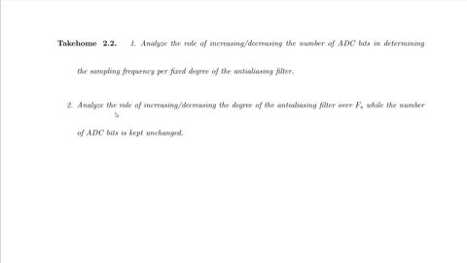Right. Take home 2.2. 1. Analyze the role of increasing or decreasing the number of ADC bits in determining the sampling frequency per fixed degree of the anti-aliasing filter. Okay? Do all cases available for you. 2. Analyze the role of increasing or decreasing the degree of anti-aliasing filter over Fs while the number of ADC bits is kept constant.